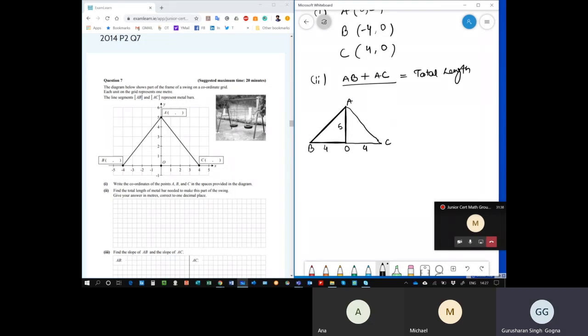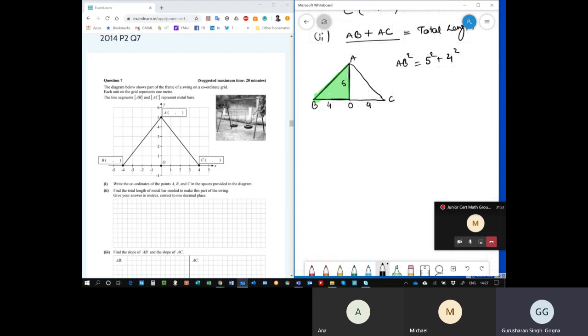Okay. So let us find out AB, which is the hypotenuse of this right angle triangle. Square of AB equals 5 square plus 4 square. Based on that, I will get 25 plus 16, which is 41, isn't it? So AB equals square root of 41. Now you can read the question. Give your answer in meters, correct to 1 decimal place. First of all, that's the value of AB, and that should be equal to AC as well. Why? Because in the other triangle, it's the same thing, same height and same base. So obviously you'll get the same hypotenuse.